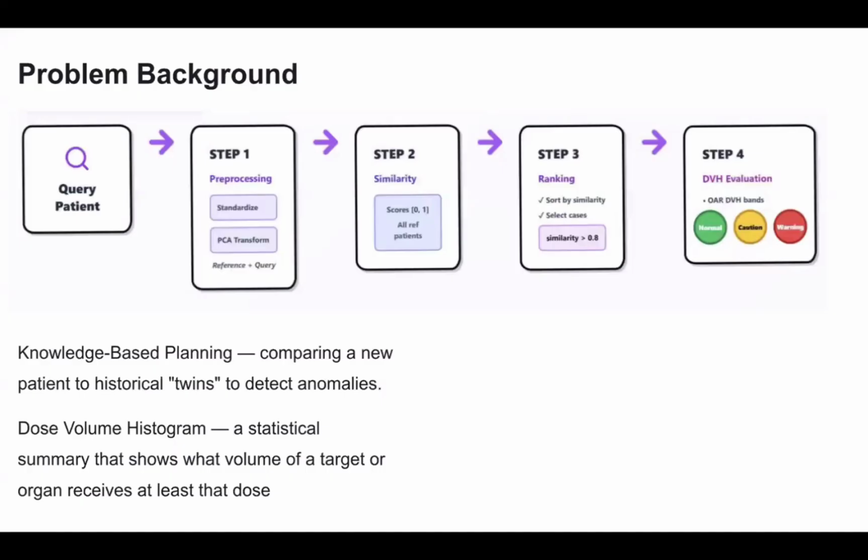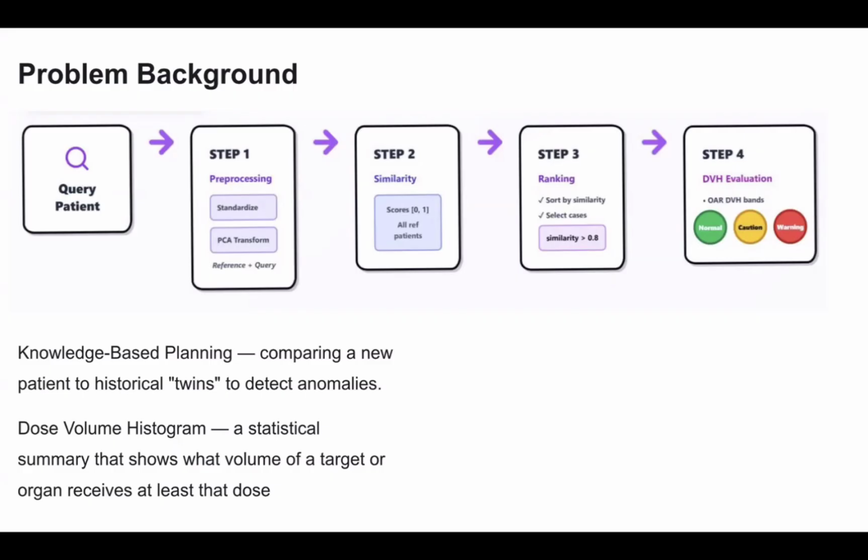So when a new patient comes in, the goal of my project is to check whether their treatment plan looks safe and reasonable. To do this, I need to search a large historical database to find similar past patients, mainly focusing on their tumor-related features. You can think of this as a recommendation system. It's recommending what patterns are safe for patients with similar tumors.